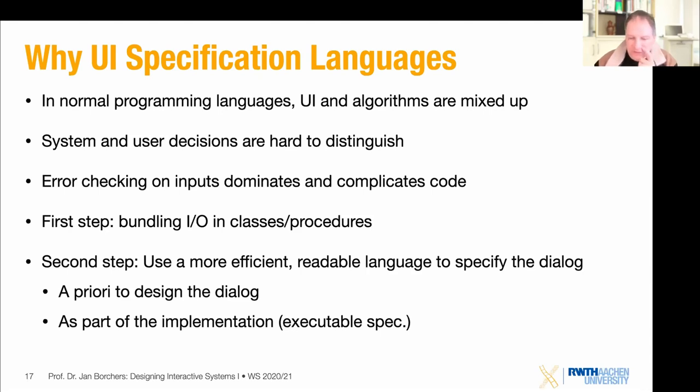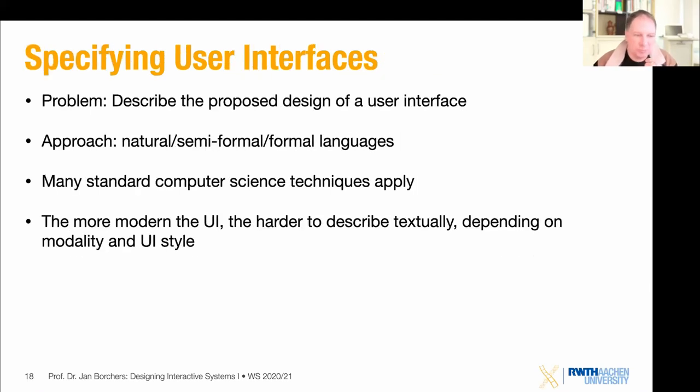So the problem then is that you need to describe the proposed design of a UI, and you can take a couple different approaches there. We're going to first look at this from a linguistic point of view, a computer science languages point of view, because that means that a lot of the standard computer science techniques can apply. Computer science is really good at dealing with formal languages, right? It's something we do really well, and so it helps us to think about the specification as a problem of finding a good formal language to describe the UI.